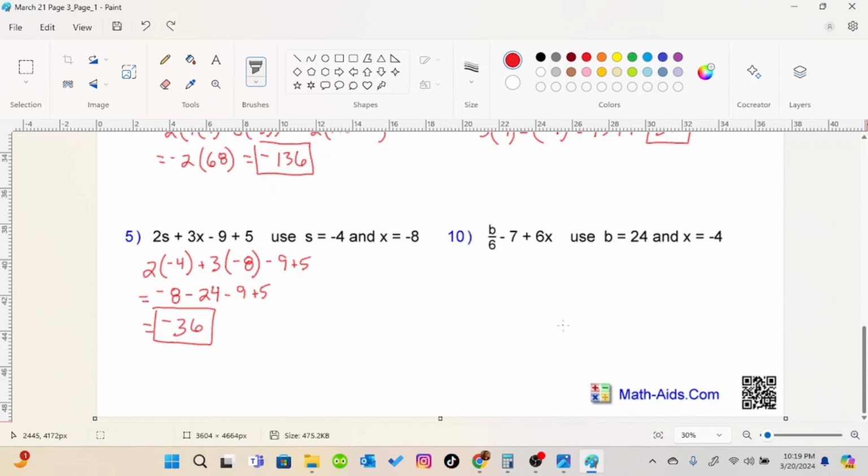Number 10. B equals 24 and X equals -4. 24 divided by 6 is 4. 6 times negative 4 is negative 24. 4 minus 7 is negative 3, and negative 3 minus 24 equals negative 27. Final answer.